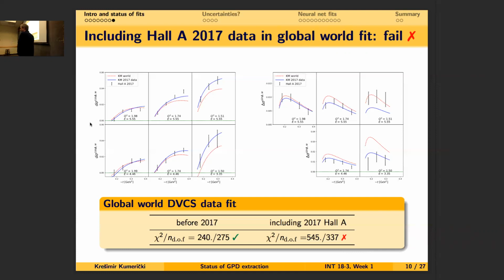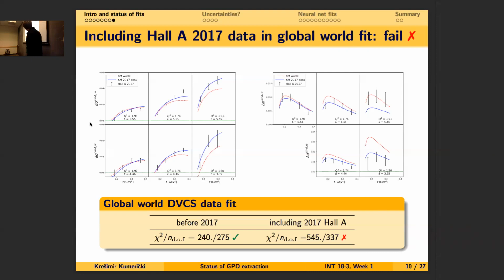Yes, but there are these terms, which in certain regions of kinematical space can be 100% effect. It's dynamical twist-two. This is also not included here, but this can be 100% in some observables. So it's probably something to discuss.